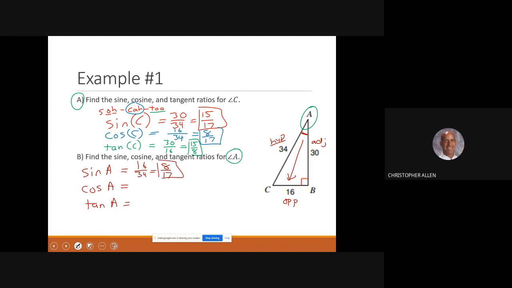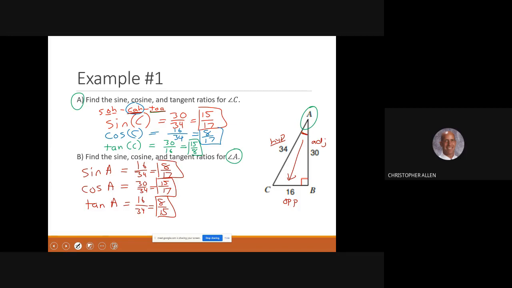The cosine of A, remember, we're doing cos now, so that's got to be adjacent over hypotenuse, so that's going to be 30 over 34. That's going to be 15 over 17. And the tangent of A, remember, is opposite over adjacent, is going to be 16 over 34, and that's going to give us 8 over 15. Those are the answers for that particular angle A.